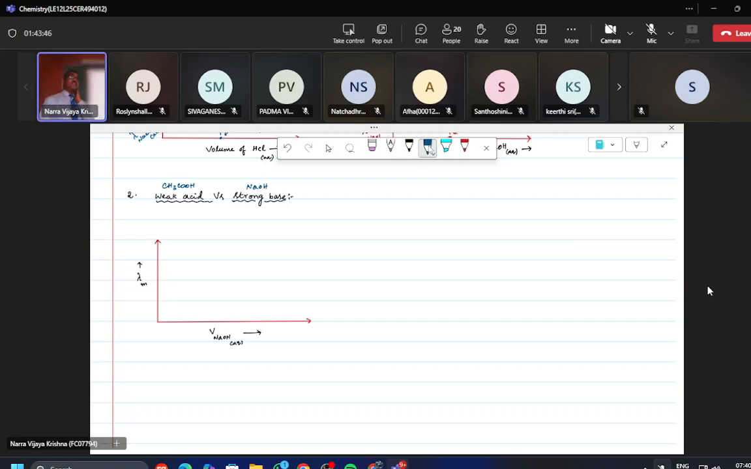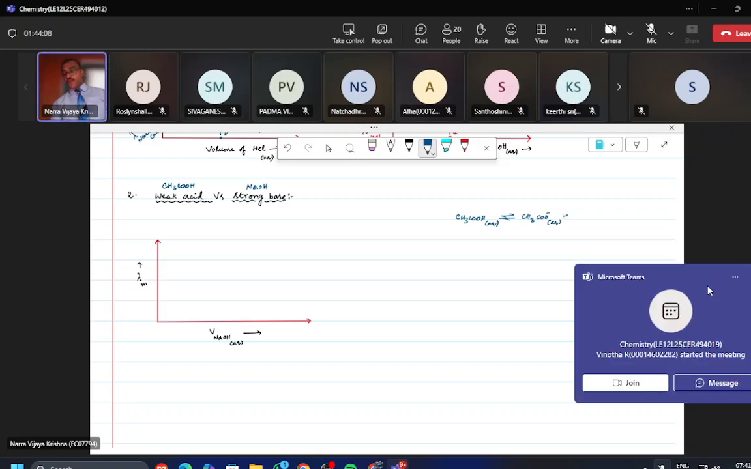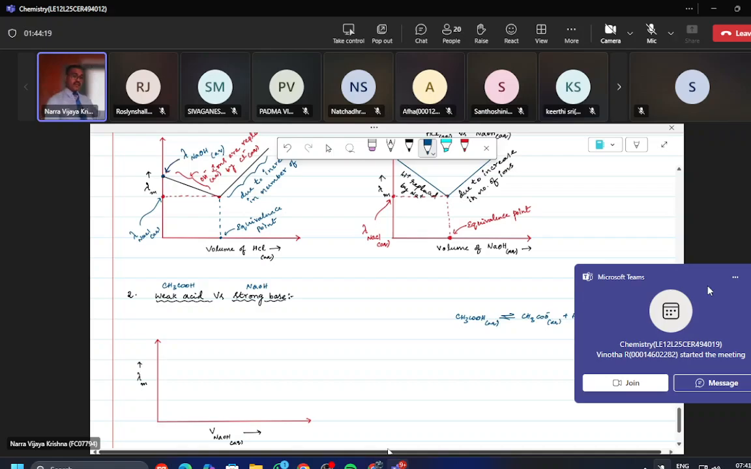Now, initially, what is present inside that conical flask? Initial conductance is because of... See the graph carefully. Weak acid, right? So initial conductance is because of CH3COOH. It will not ionize completely, right? It shows only partial ionization, correct? Due to partial ionization, less number of anions and less number of cations are available. So conductance will be low, not like this. Assume this is the lower value.